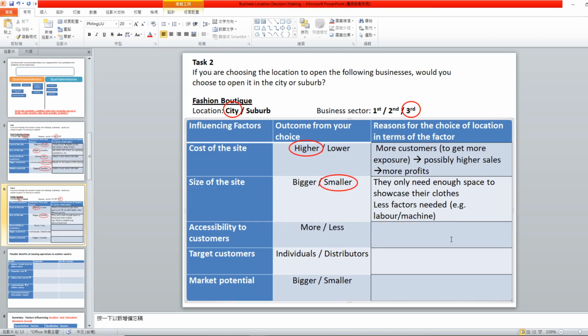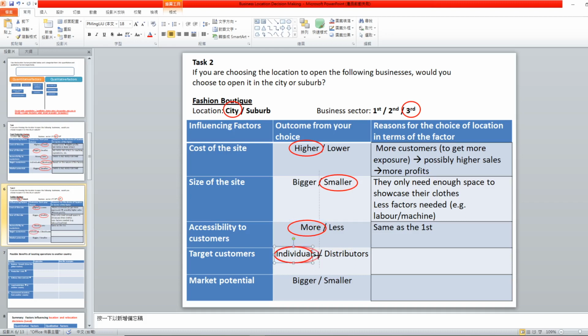Very quickly, let's go to the third one, accessibility. It's going to be more, of course, because now you are locating your business in the city. The reason you need it is the same as the first one. Then direct sale to individuals, that's the fourth one.